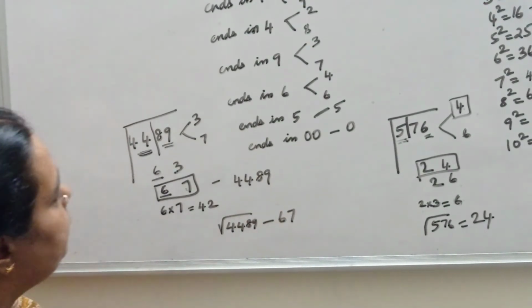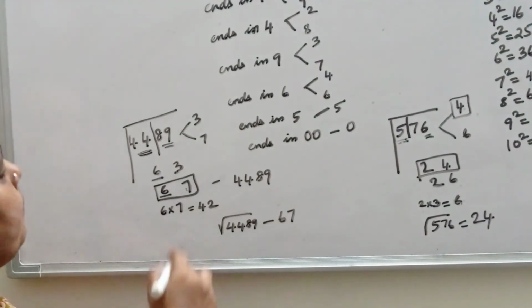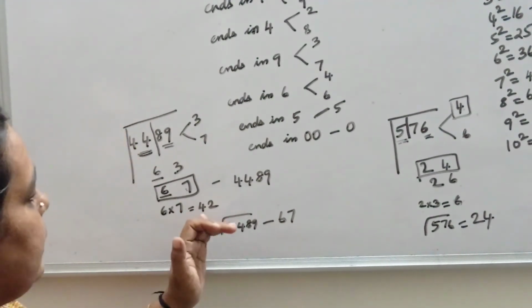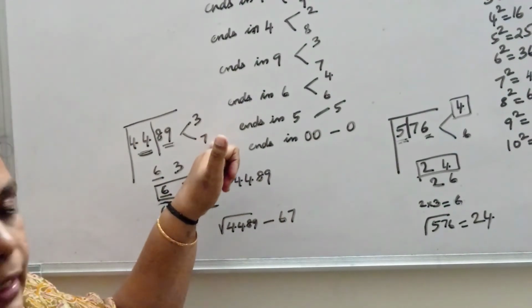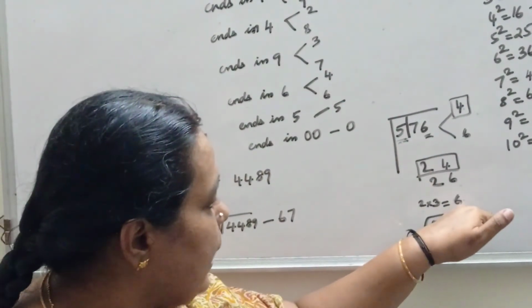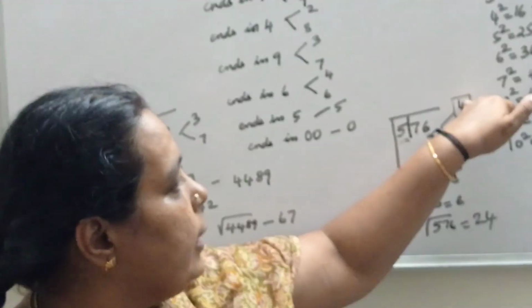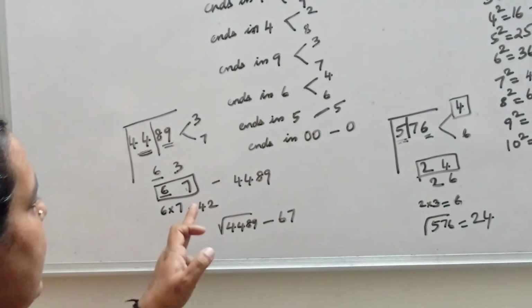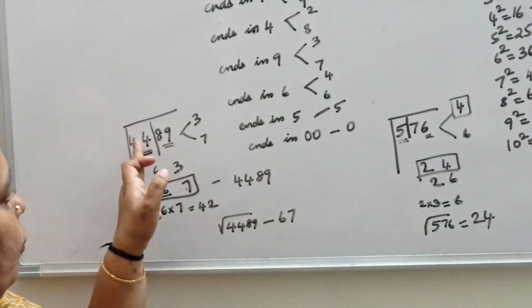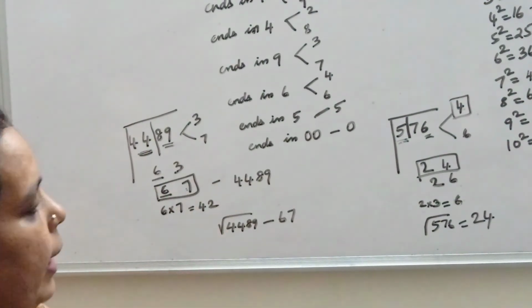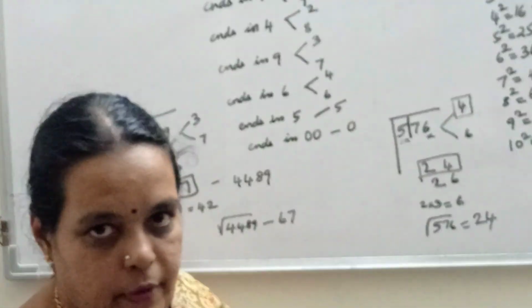Did you understand? If this number is greater than the product, we have to take the greater number. If this number is lesser than the product, we have to take the smaller number. So in the first case 24 will be the root. In this case, since 42 is lesser than 44, we have to take the greater number, that is 67. Root of 4489 will be 67.